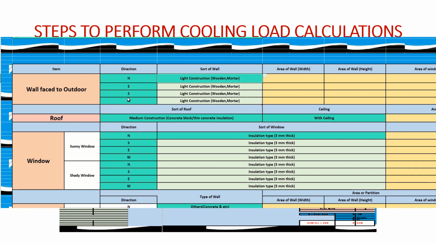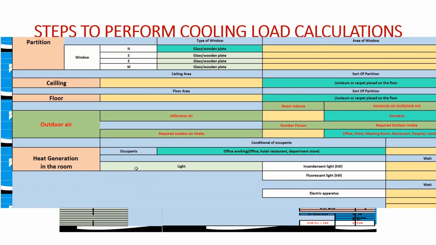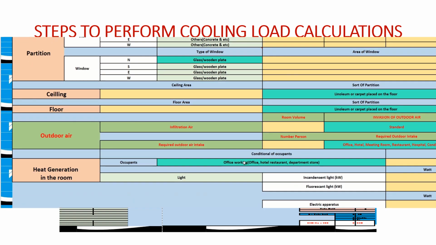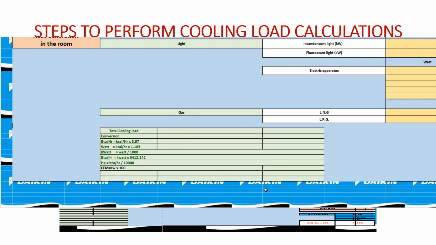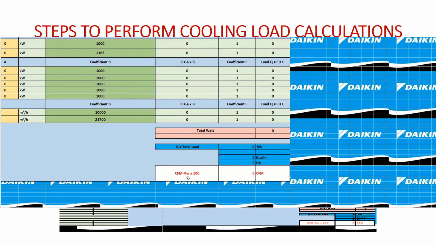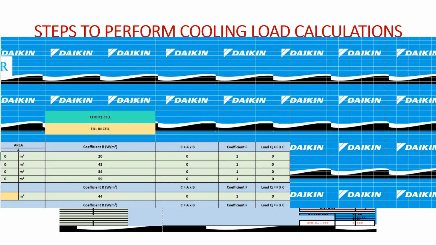For example, if we have the types of direction of the location of the wall, and then the roof, window, and all until we have heat generation in the room, we have to calculate everything first, then we will get the answer here: the total load, and then CFM for the heat load capacity, sorry, the cooling load capacity.